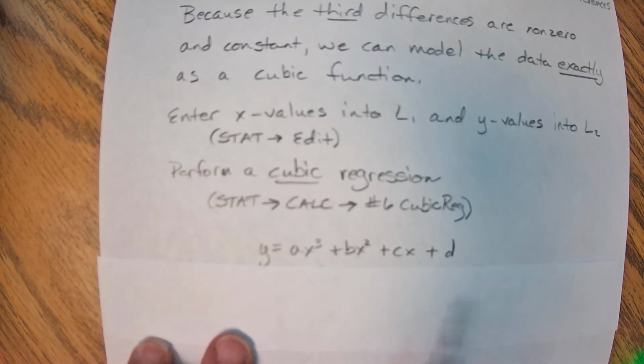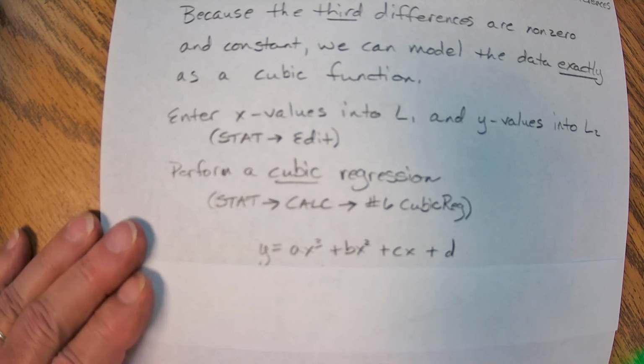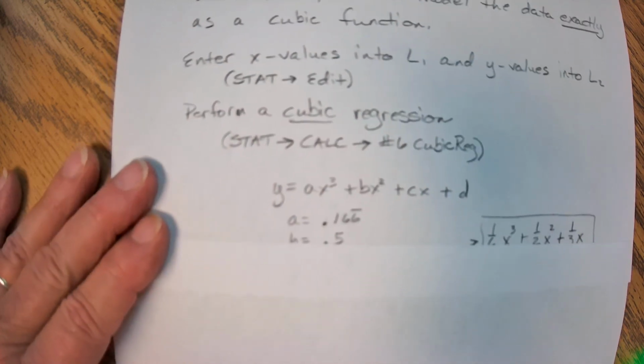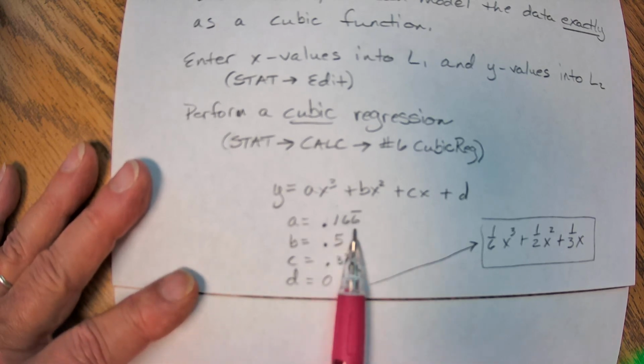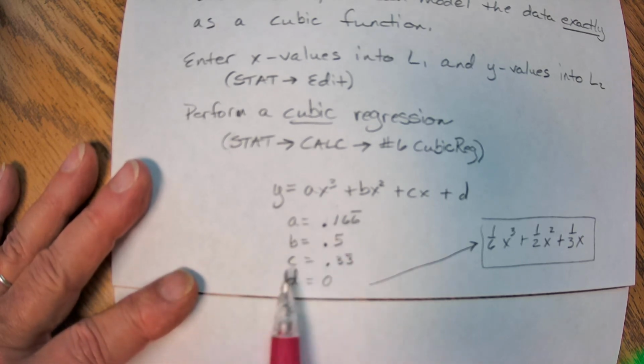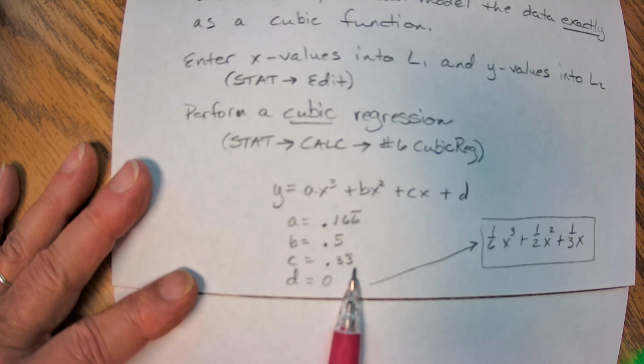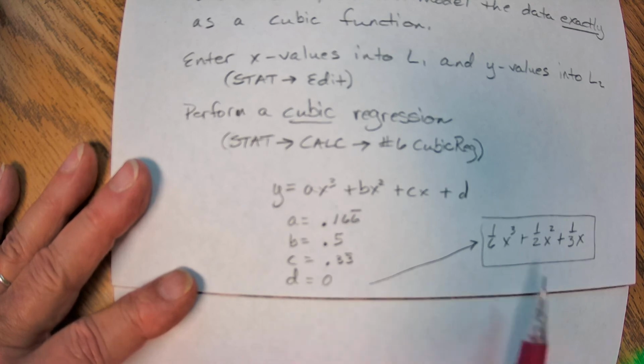This is the standard form of a cubic function. And this is actually what you're going to see on your calculator screen when you do this. So A is 0.16 repeating, B is 0.5, C is 0.33 repeating, and D is 0.